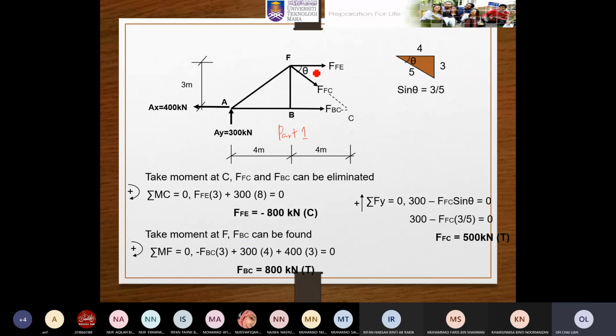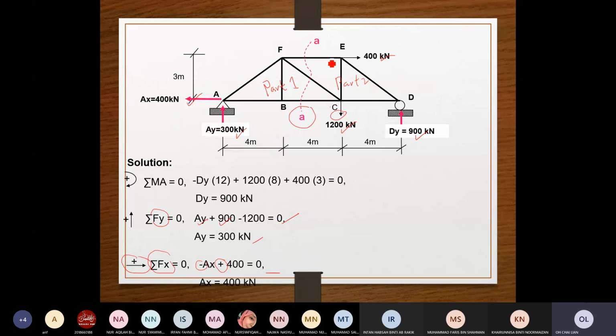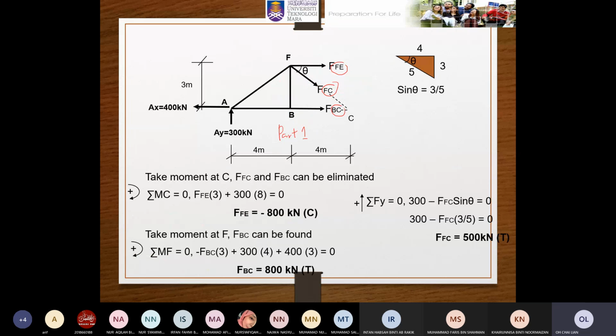Now if you look at that, we have FFE, FFC, FBC. Why this naming, where does it come from? It comes from the member force itself. So this one is FE, because from F to E, and this is FC, and this is BC. This is how you name it. Then you need to put in all the information, all the forces. If there is external force, you need to include it, all the forces that should be in this system.